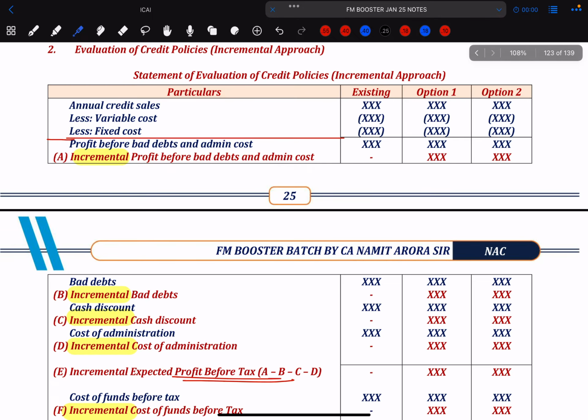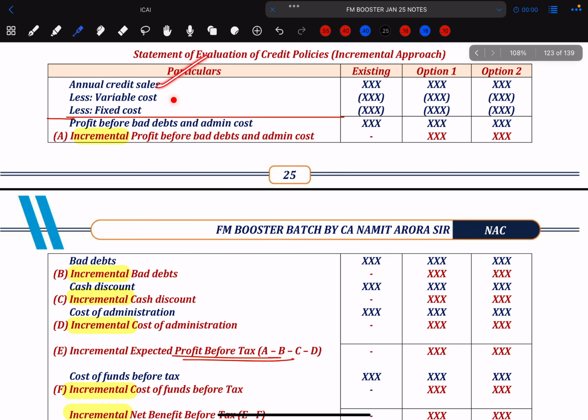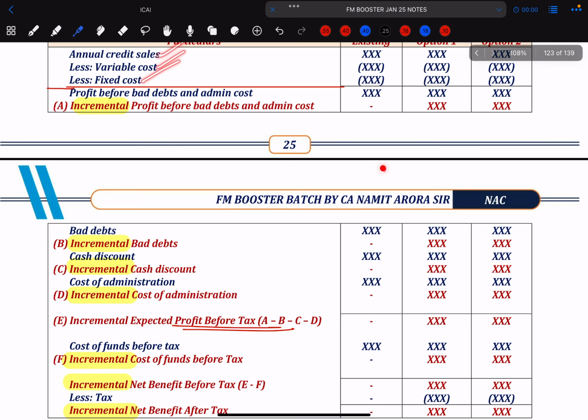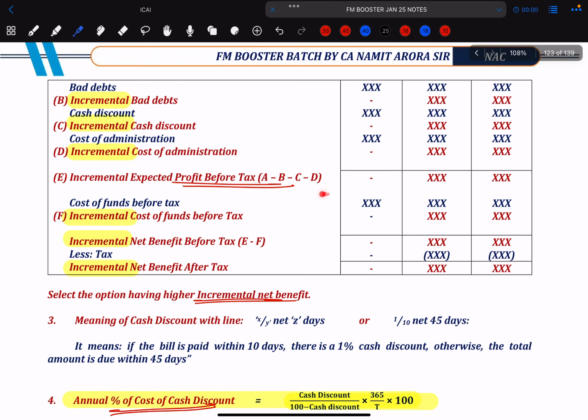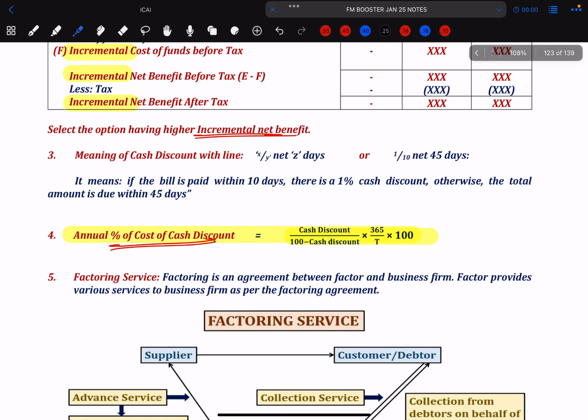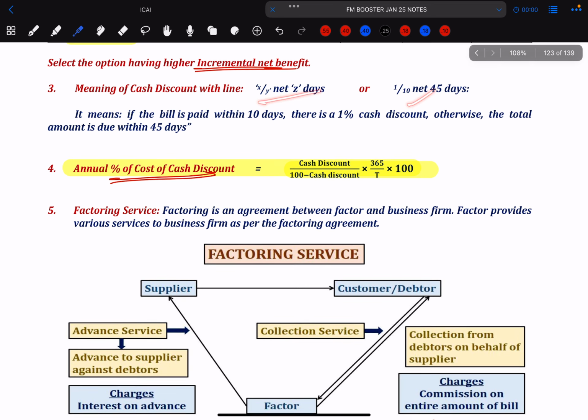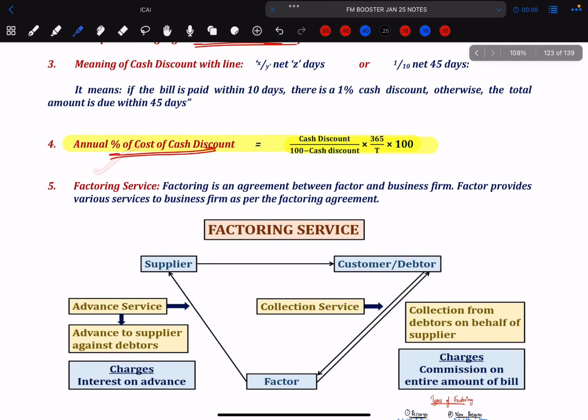This is incremental approach actually. This is like, see, simple, annual sales will be given, less fixed cost you have to do before, and incremental profit. This one, if you do a question only you will understand, nothing to teach. This one I have already taught you. And annual percentage of cost of discount.